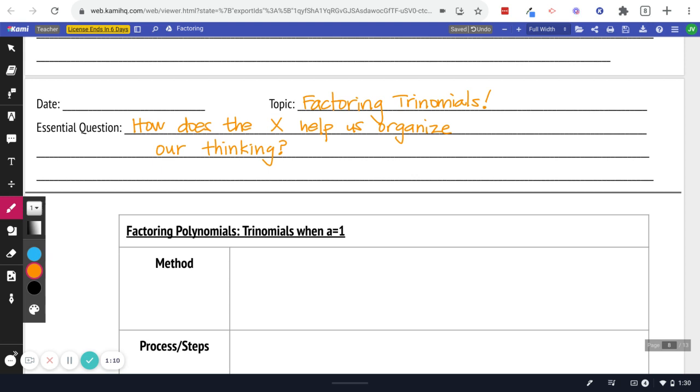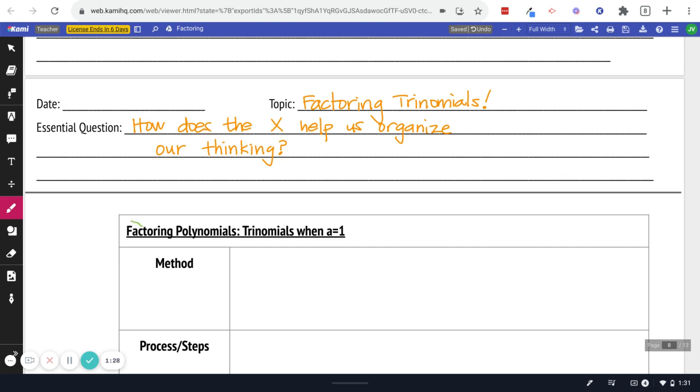Okay, because really we're gonna try and do some factoring, and we're gonna do the X to keep our thoughts and ideas organized. And I want you to think about what are the pieces of the X here, what helps us with them, and so on and so forth.